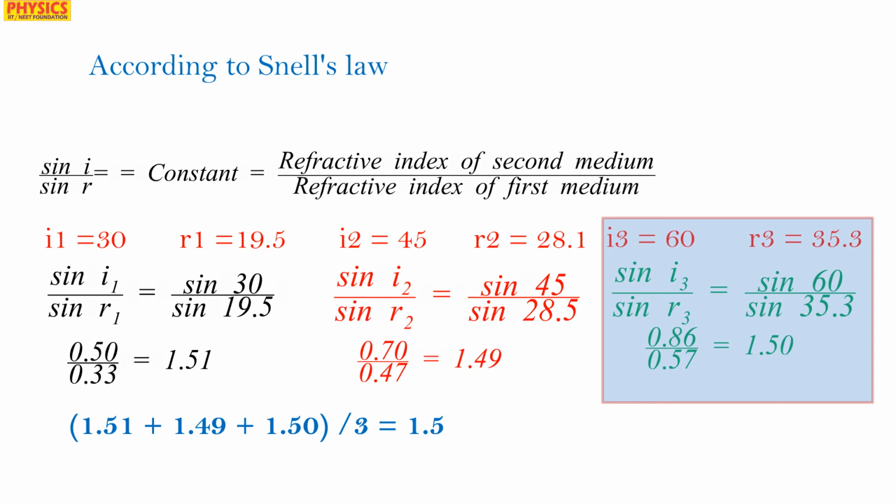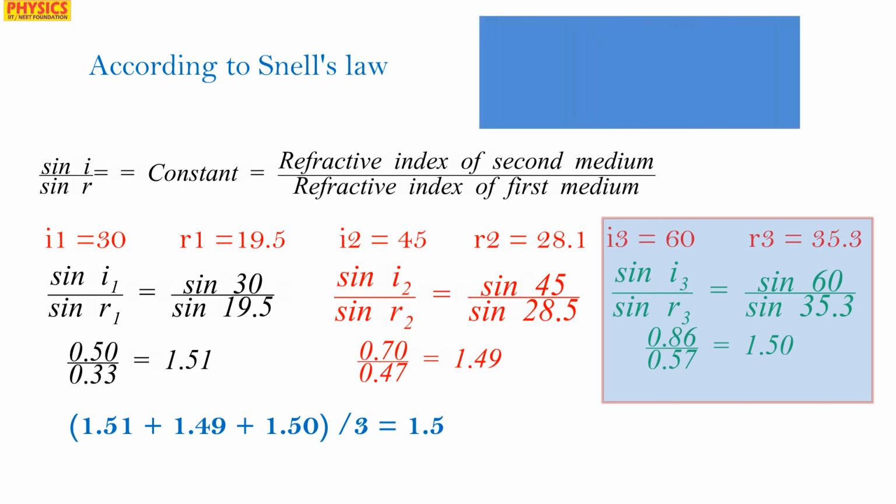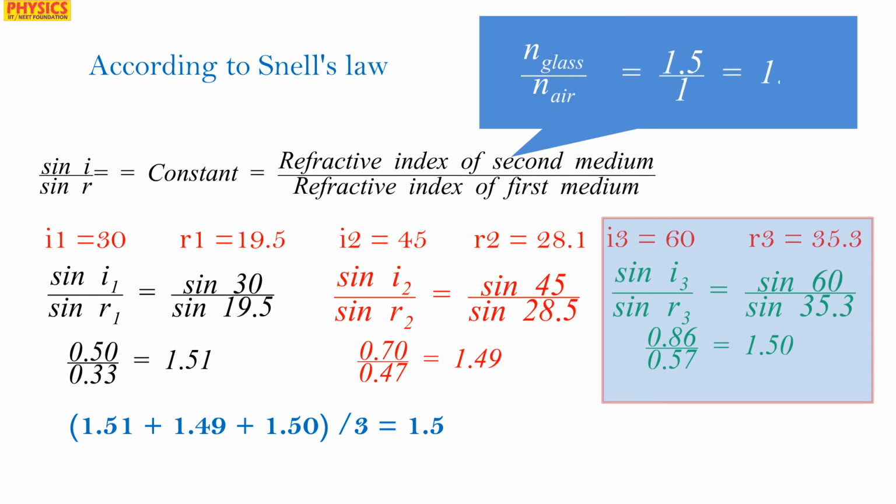so that is equal to, the result is 1.5. Now let us check what is the value of refractive index of the second medium divided by refractive index of the first medium. So here refractive index of the second medium is n glass by n air, that is equal to n glass is 1.5 and n air is 1, the result also giving 1.5. So that Snell's law is verified.